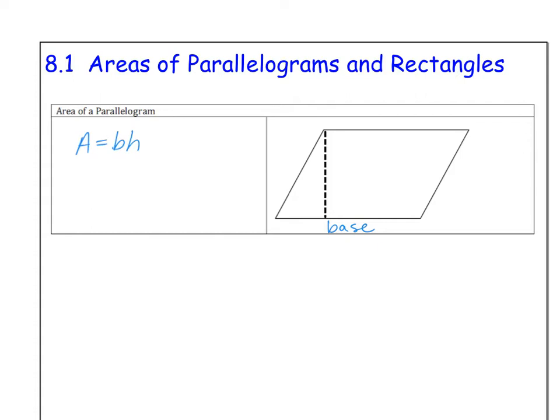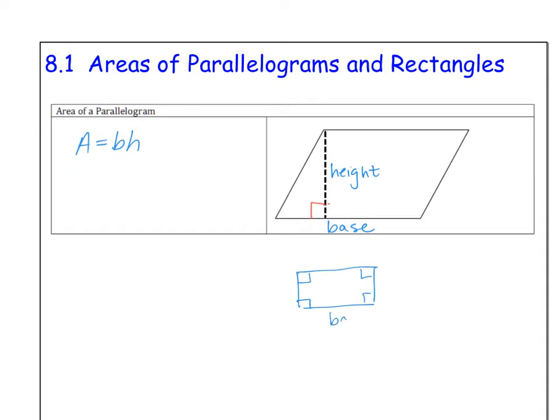So if the base is like the bottom of this, then imagine that this dotted line comes down and it's perpendicular, or meets it at 90 degrees. That would be the height. So for a parallelogram, if you just take the base times the height, you will get the area. And it also works for a rectangle. Your rectangle, of course, would be a parallelogram. It just has four 90-degree corners.